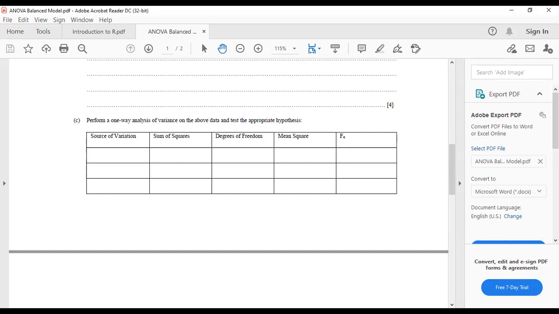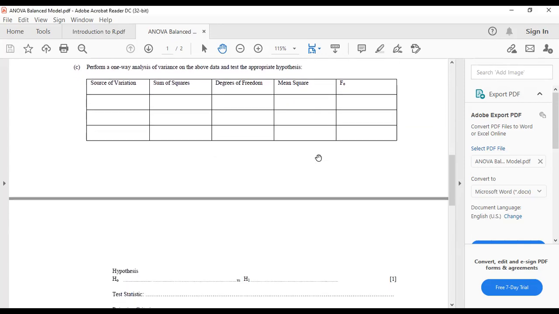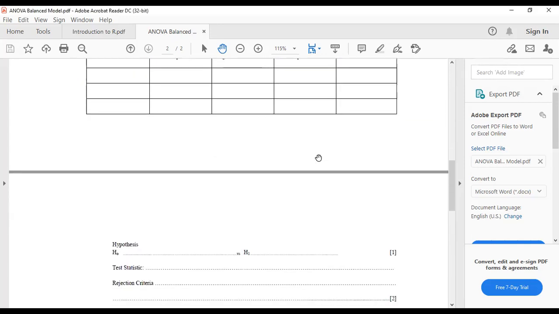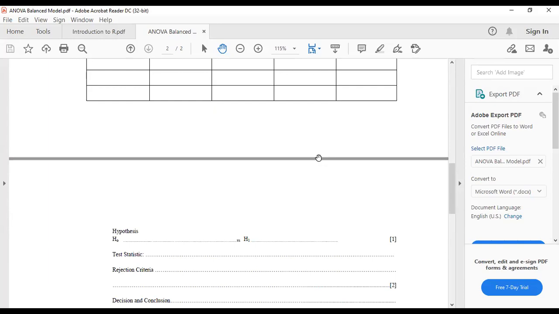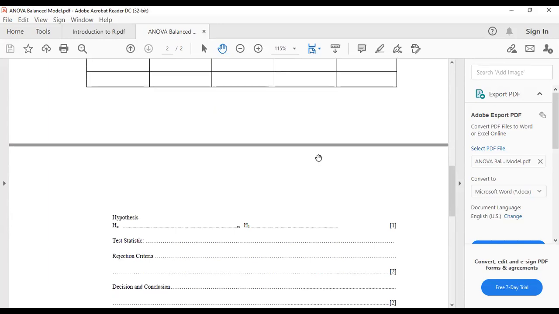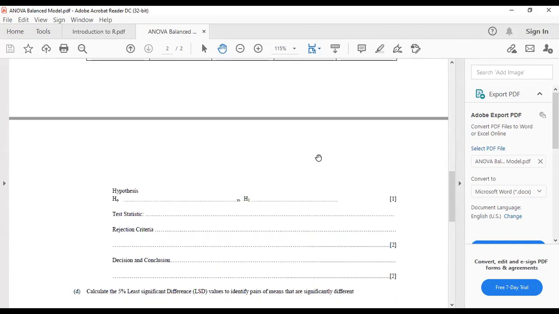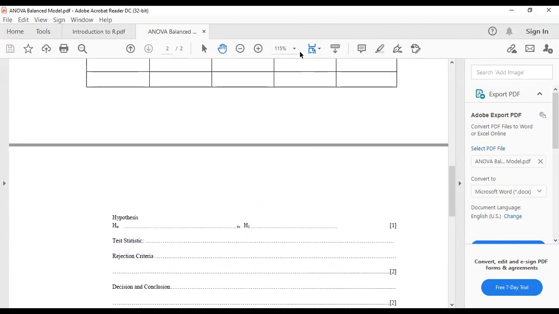Yes. So after we're done with completing the ANOVA table, what next? Next we have to carry out the hypothesis testing. Right? We need to state the hypothesis, the level of significance, the test statistic, the rejection criteria, the decision and the conclusion. So anyone who can give us the hypothesis? There are two hypotheses that you can choose to write, from the ladies' side.